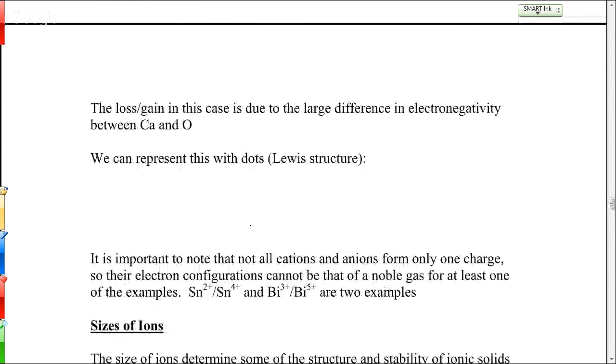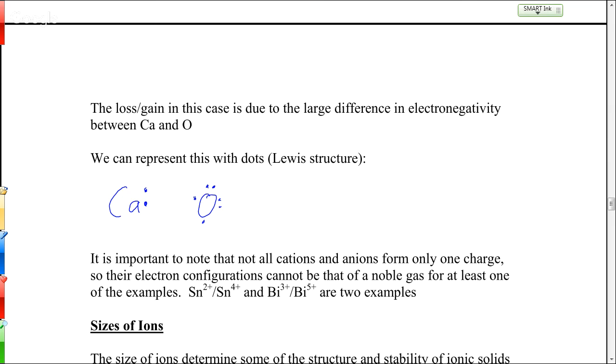All right. We'll talk about these Lewis structures more later in the chapter. I guess we might as well define that here. When ions gain or lose electrons, we can express the valence electrons as little dots. You may have seen this before. So we would draw calcium with 2 dots and oxygen with 6 dots.